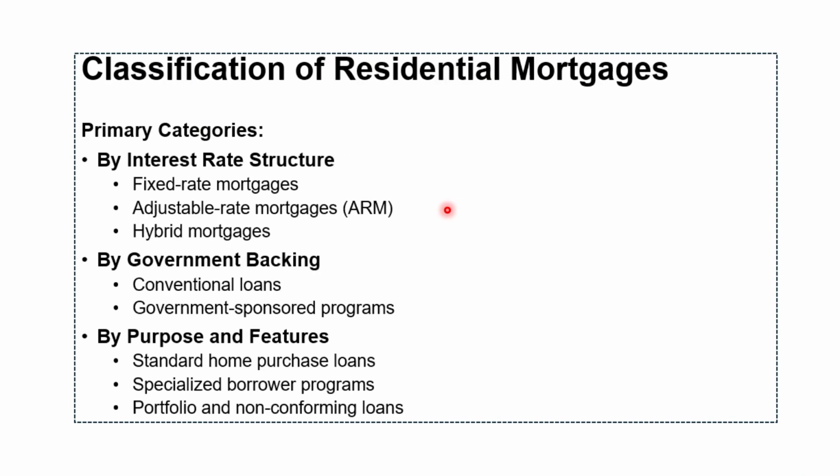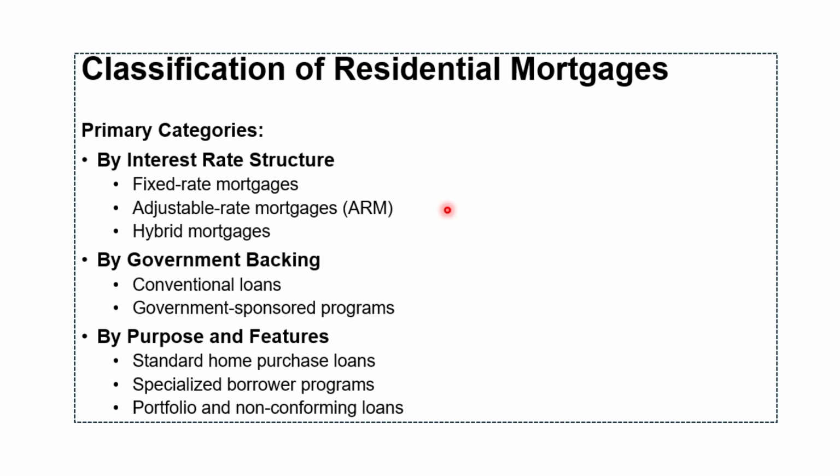Classification of residential mortgage. Primary categories: by interest rate structure, we include fixed rate mortgages where rates remain constant throughout the loan term. We have adjustable rate mortgages where rate fluctuates with market conditions, and hybrid mortgages which combine both structures.